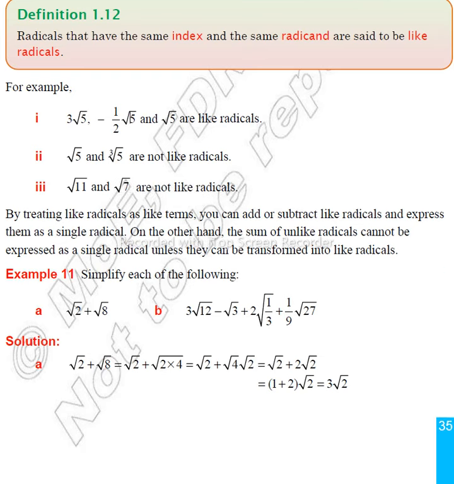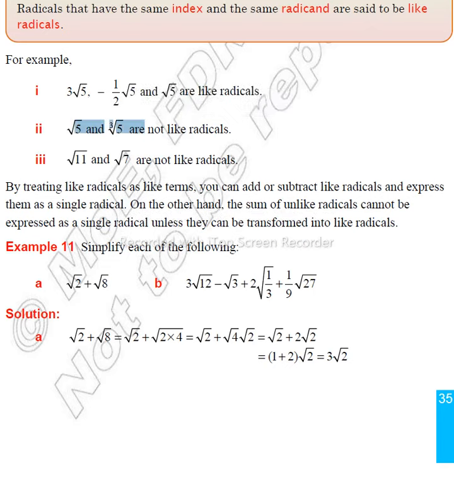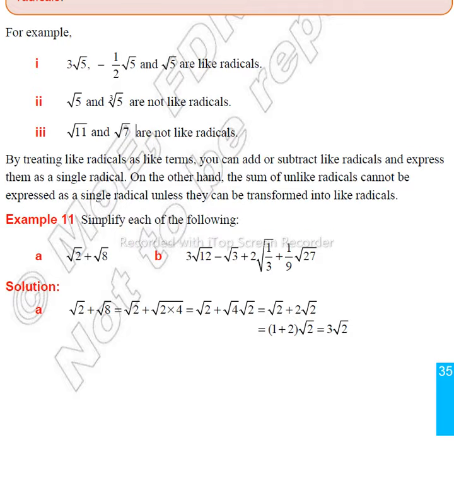This other one, however, is not like radicals. The 5 and 5 are the same, but here we have a cube root and here we have a square root, so they are not like radicals. And again here we have the same index, but the radicands are not the same, so they are not like radicals.